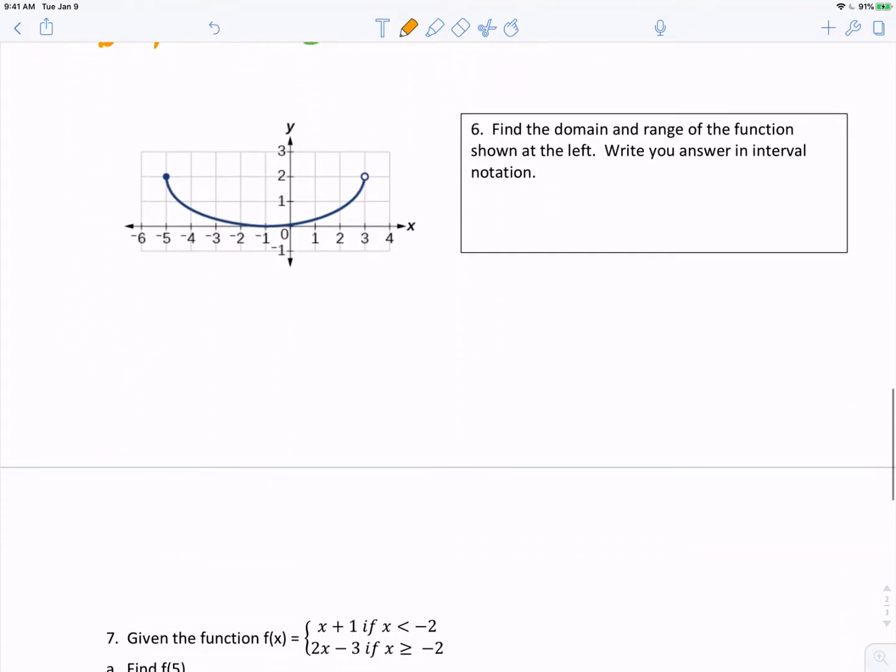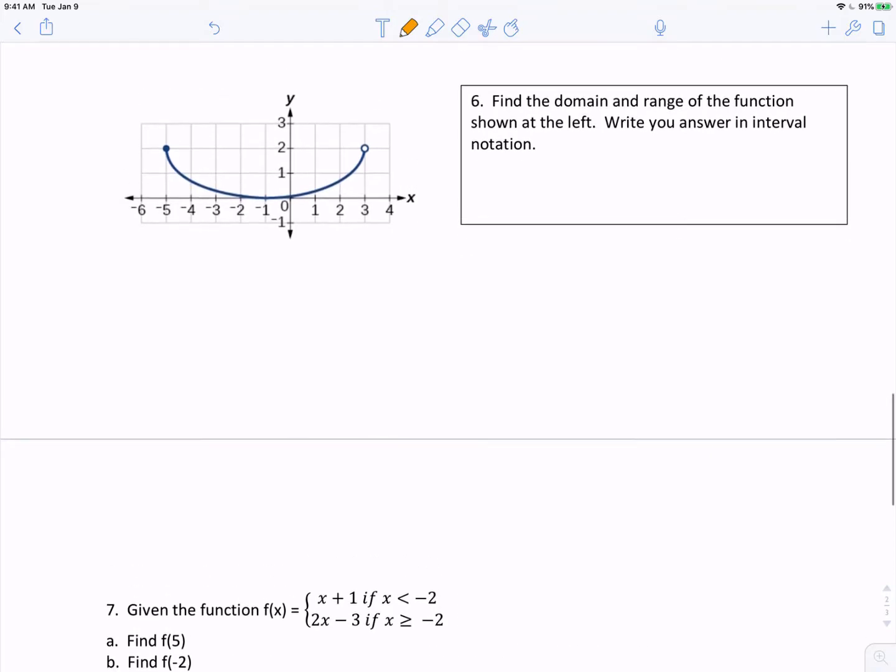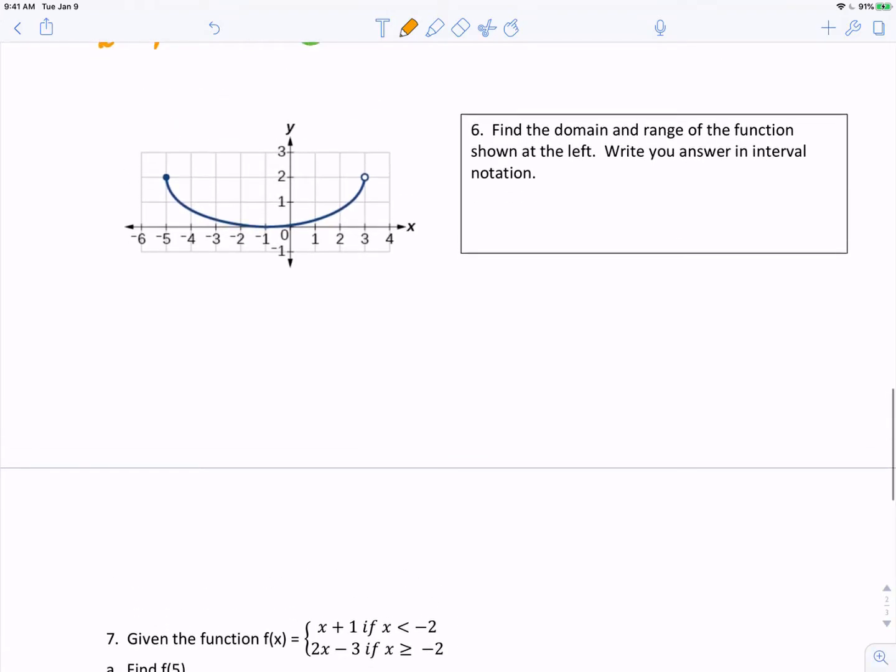And finally, almost the last problem in the problem set. Find the domain and range of the function shown at the left. Write your answer in interval notation. So for domain, we're looking on the x-axis at the function. We see it goes from -5 to 3.